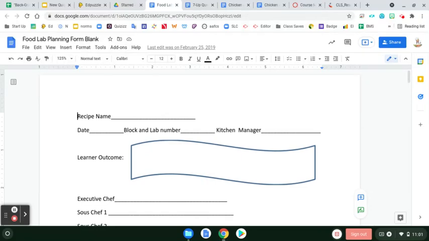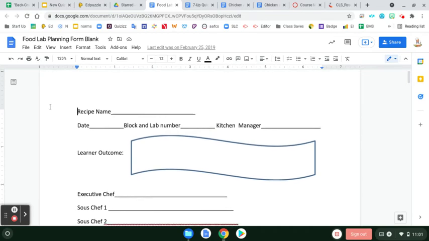So far, when we've done food labs at the beginning of the year in foods and nutrition, we have only lightly filled out a food lab planning form. For the upcoming labs and the rest of the labs, we are going to be completely filling out the lab planning form with more detail so that you really understand why we are doing these labs.